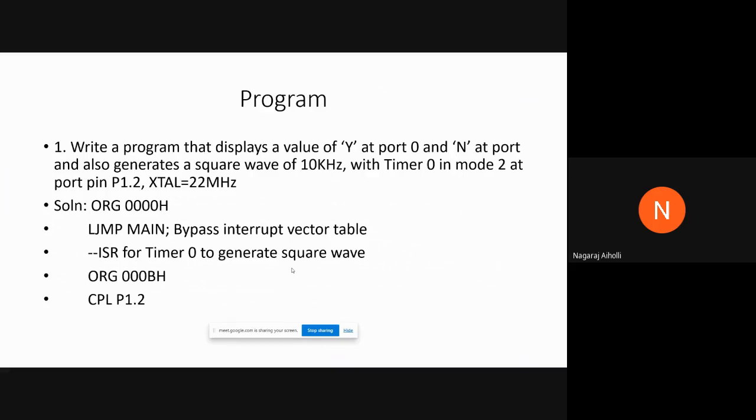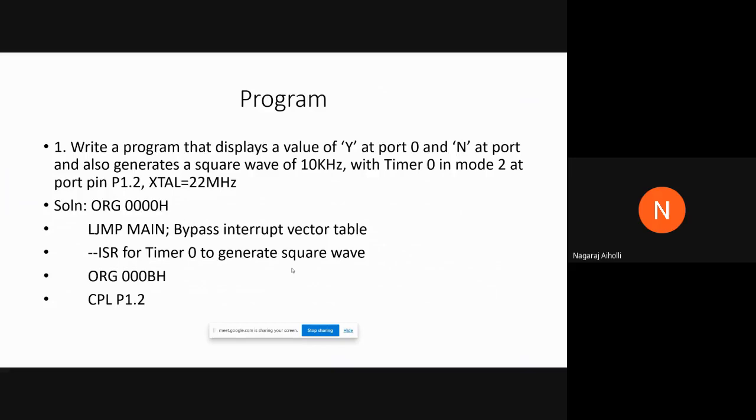So if we want to generate a square wave, the frequency is given as 10 kilohertz. First, we have to find the time period. We know the time period T is equal to 1 by F, that is 1 divided by 10 kilohertz. Then we have to take half of the time period, T divided by 2, that will give the on period or off period of the square wave. Then T on or T off, that is divided by the time of the machine cycle.